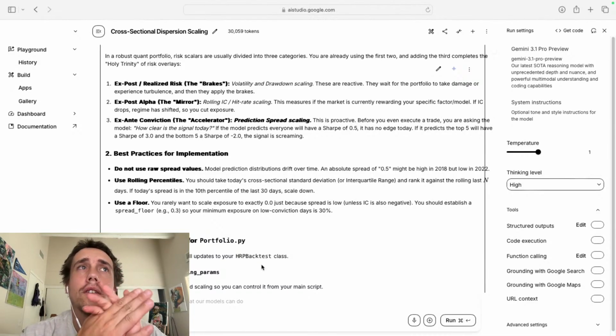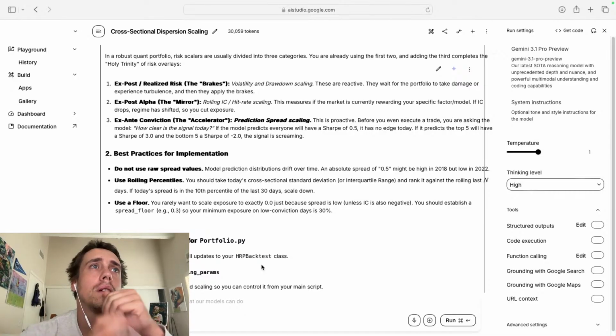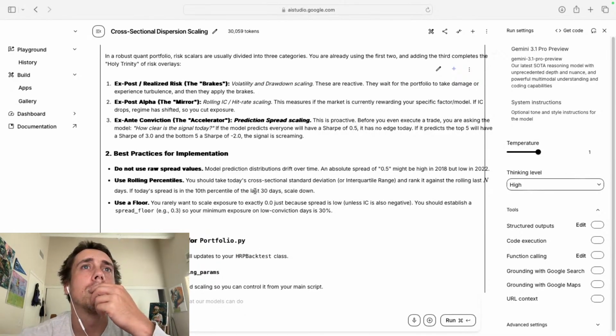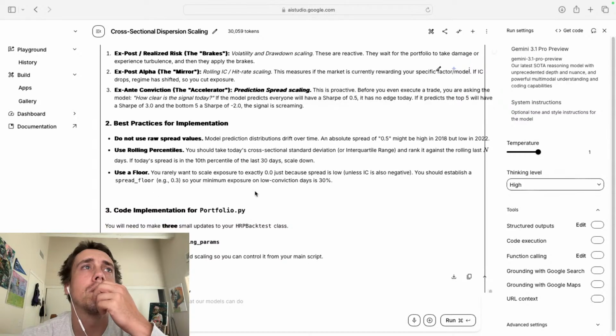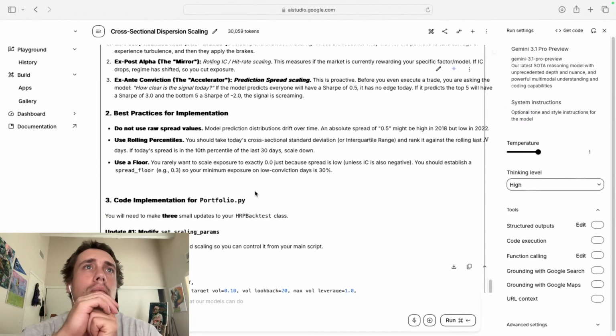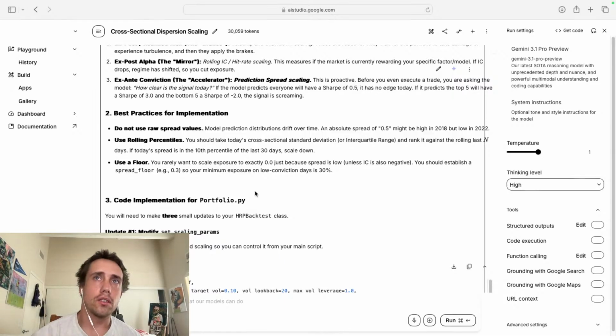Before you even execute a trade, you're asking the model, how clear is the signal today? If the model predicts everyone will have a Sharpe of 0.5, it has no edge. Take today's cross-sectional standard deviation.